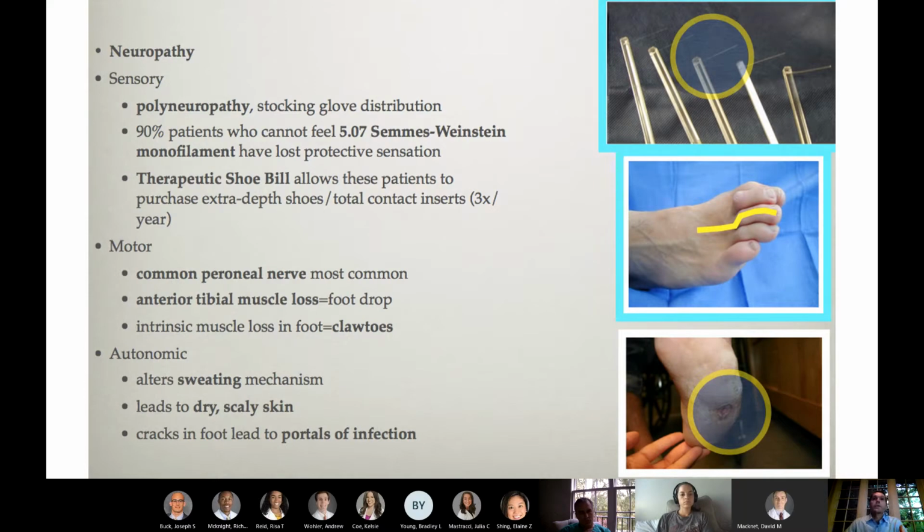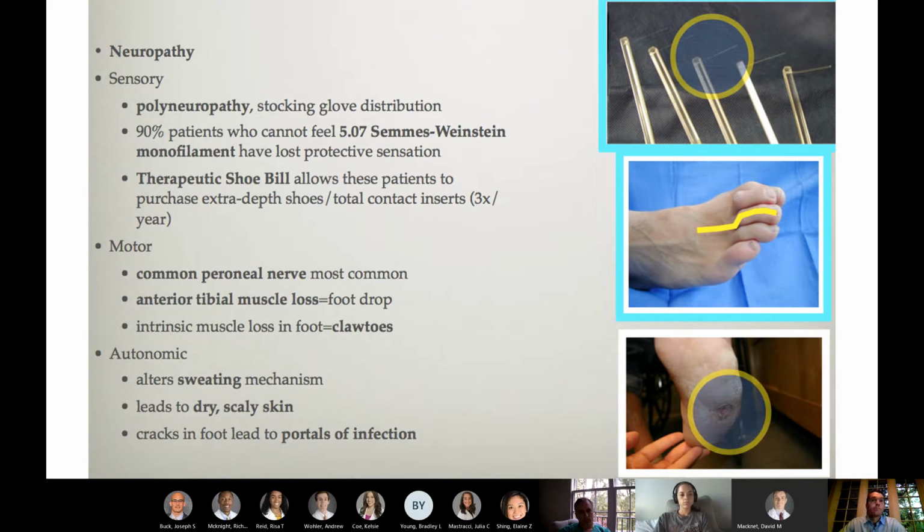They have motor end plates that are furthest away from the spinal cord. It's just a general trend, peroneal and ulnar nerve. What you'll see with people with longstanding diabetes first is clawing of the toes, because those intrinsic muscles are affected first, and the muscular imbalance that creates leads to the clawing. Long term, with end-stage neuropathy, you'll get anterior tibialis tendon and peroneal weakness. Patients will also have dry, scaly skin. That's what serves as a portal for infection.